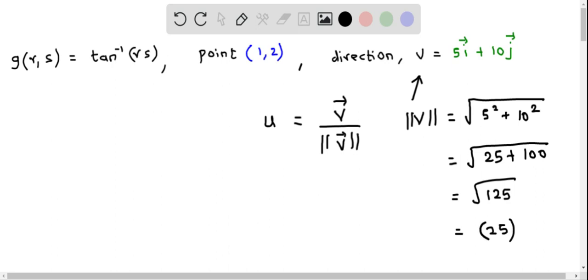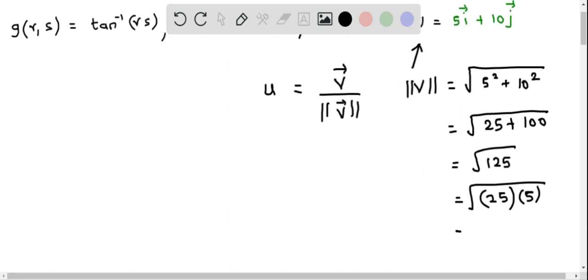I write 125 as 25 times 5, specifically as a product with a perfect square. So this can be written as the root of 25 times the root of 5. The square root of 25 is 5, so it reduces to 5 root 5. So this is the magnitude of the v vector.